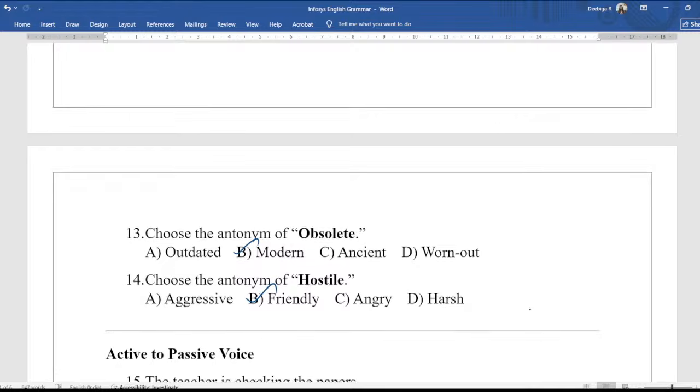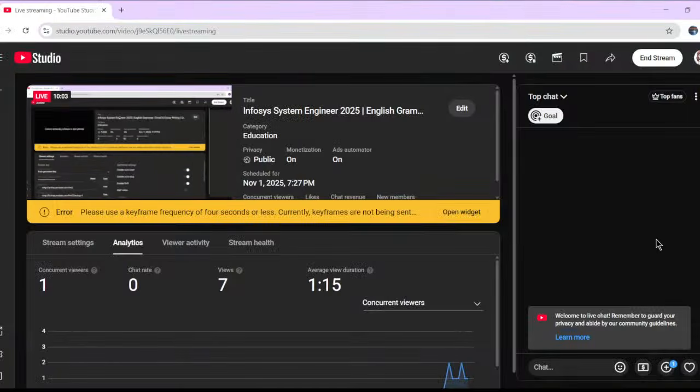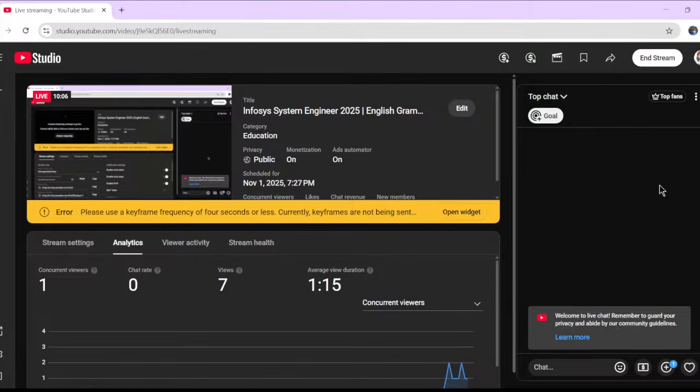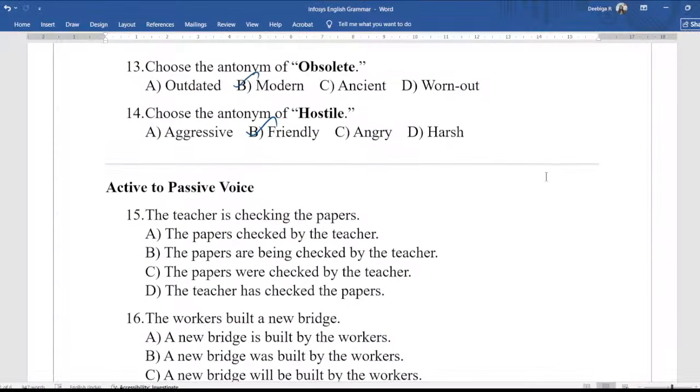Fine. Active to passive voice. Before solving active to passive voice, you need to know some rules for this. So let me teach you that while I solve each and every question, but let me come to the live chat to see if I've got any questions so far. Not so many questions so far. Fine. Let me just solve this.